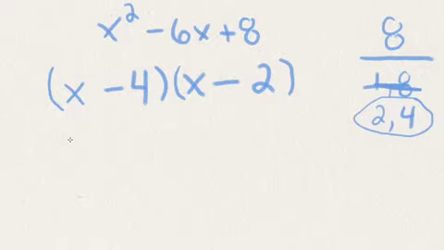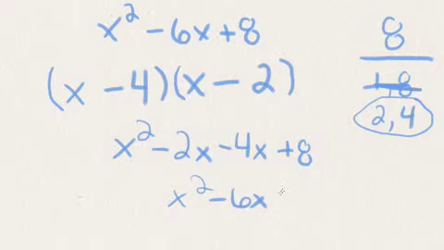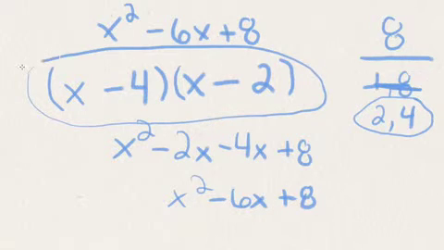If ever you're unsure, you can go ahead and FOIL the equation to make sure you have the correct answer. X times x is x squared. That's first. Outer, x times negative 2 is negative 2x. Inner, negative 4 times x is negative 4x. And last, negative 4 times negative 2 is positive 8. Combine the like terms, we have x squared minus 6x plus 8, which is our original, so this is a correct factoring. Okay. Another example.